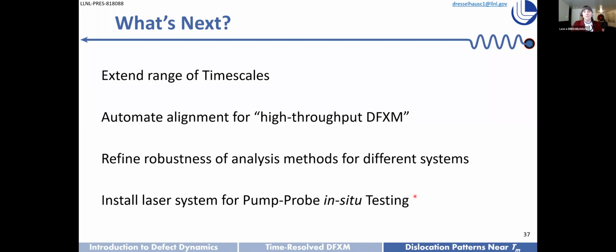And we also have some plans and directions to install a laser system to be able to start shifting towards pump probe in situ testing.